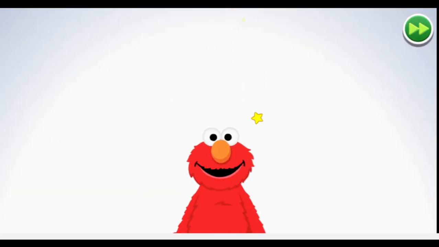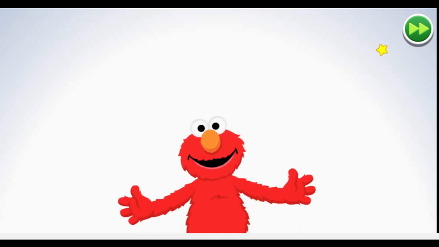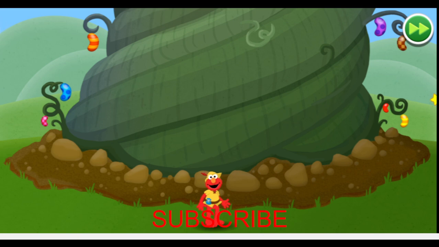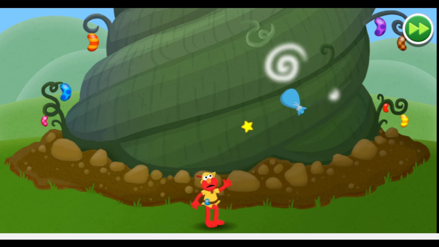Oh, hi! Elmo's imagining Jack and the Beanstalk! Now it's Elmo and the Beanstalk! Oh, and look what Elmo has! A bag of magic beans!